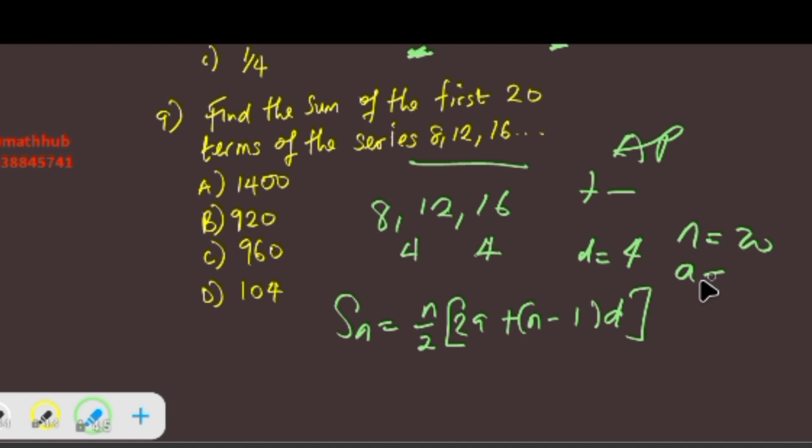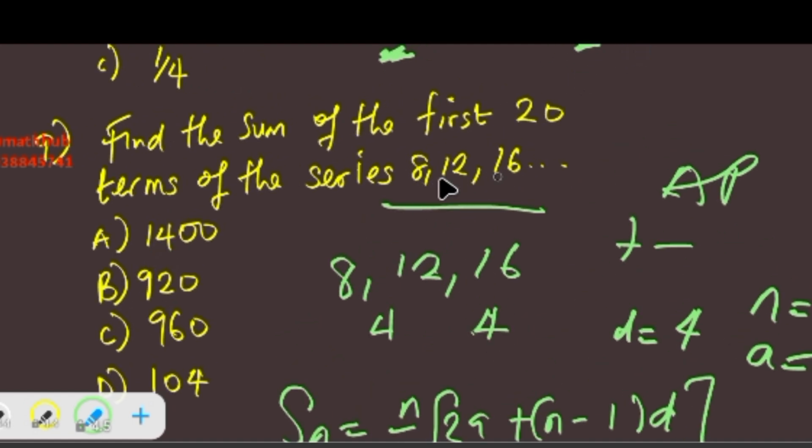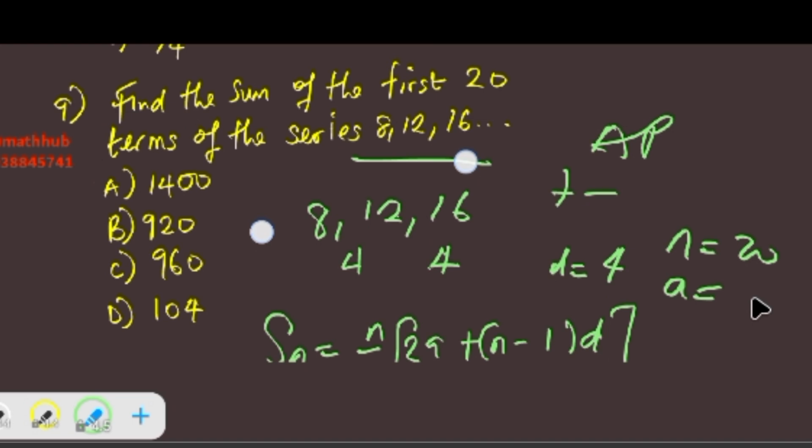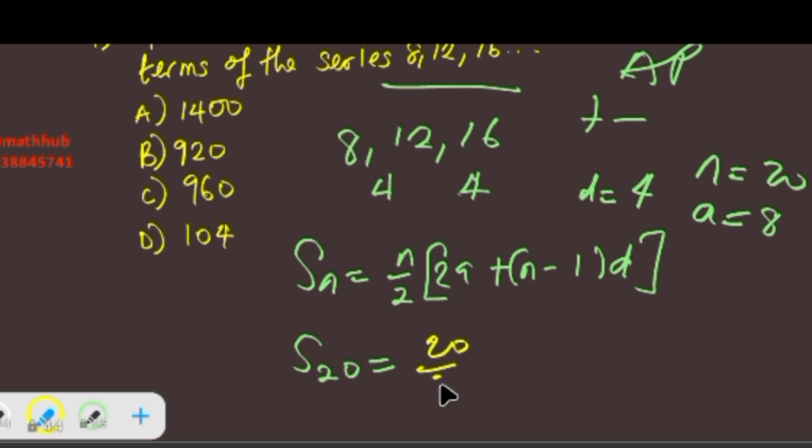Your a here in this formula is the first term. So what's the first number in this series? The first term is 8. So that means your a is 8. So just substitute everything there. That will give you S20. So S20 will be 20 over 2, times 2a. A is 8, so 2a will be 2 times 8. That's 16 plus n minus 1. N is 20. 20 minus 1 will give you 19. Then 19 times d, d is 4.